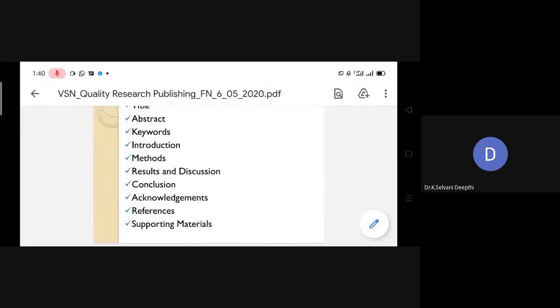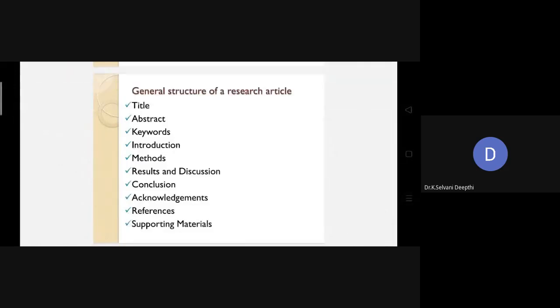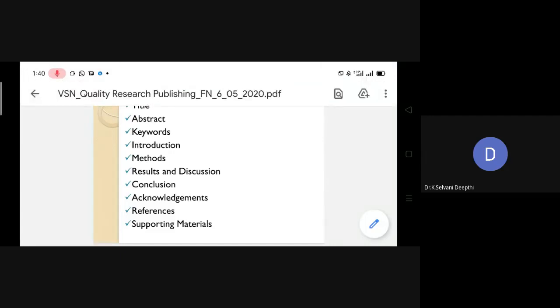So what is the structure of the paper here? First, the important thing is the title. Next is the abstract. Next are keywords. Next is the introduction. Next are methods. Next, results and discussion. After that, conclusion. These are the very, very important things. After that, we have to give references and acknowledgement. Acknowledgement means you can thank the people who supported you in this research.